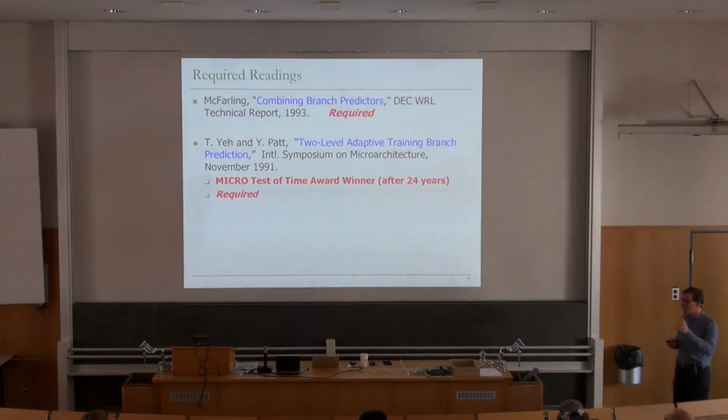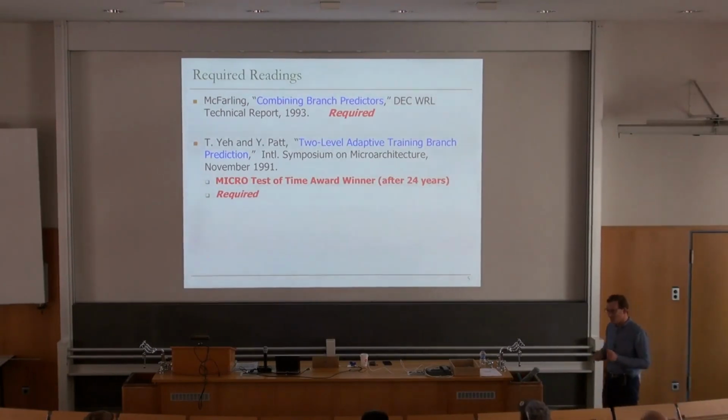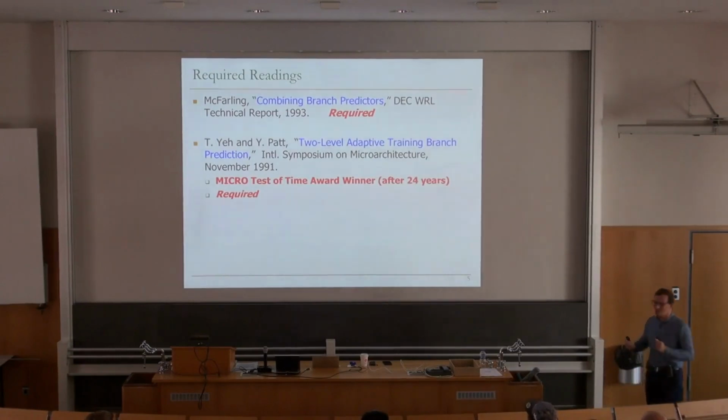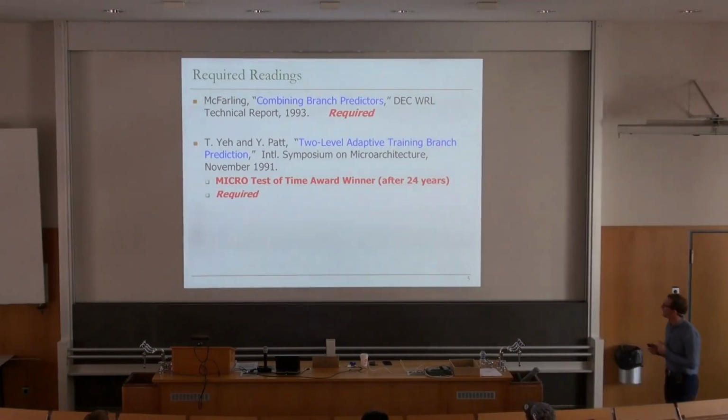Especially if some of the cores that you have are actually very powerful. As long as you stick to the control flow paradigm, you need some way of predicting those branches because they get in the way. Okay, these are some readings.